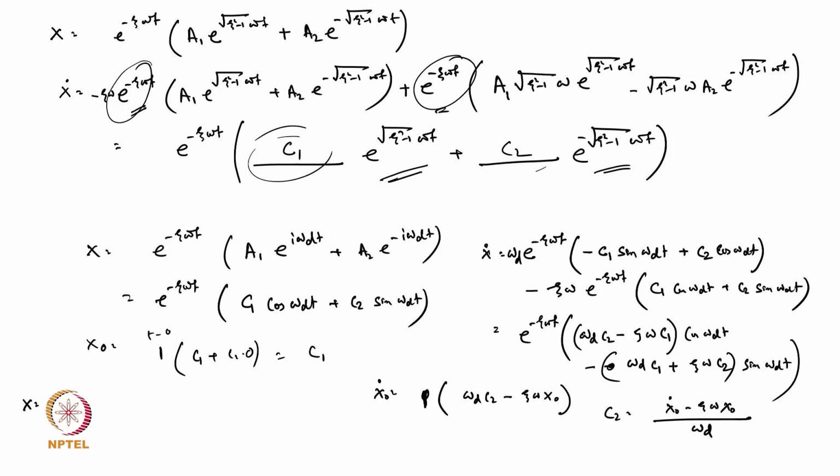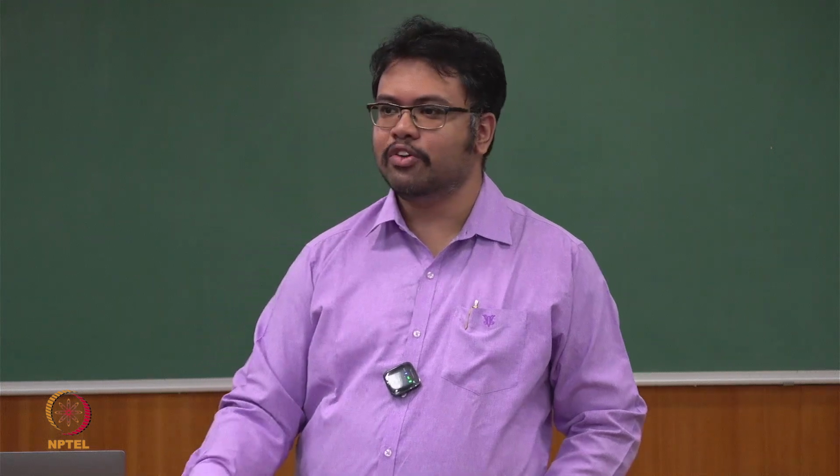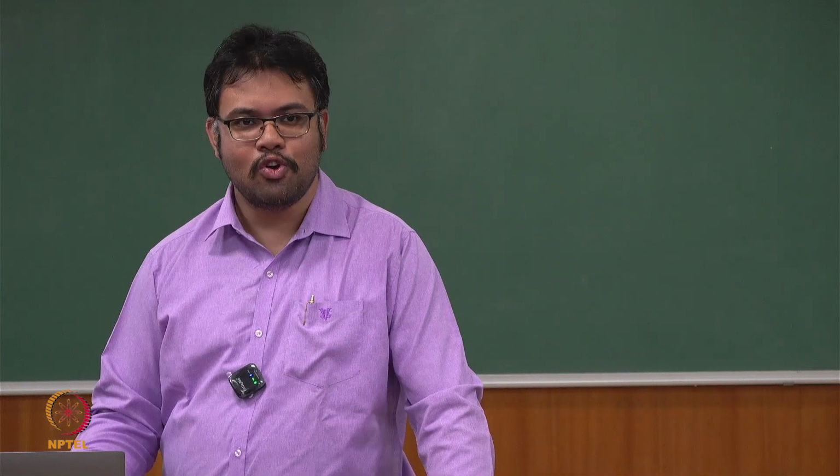So you can put x equal to e to the power of minus xi omega t into x0 cos omega dt plus x0 dot minus xi omega x0 divided by omega d into sin omega dt. Done. That way you can express the complete thing. So now let's see how these things should look.